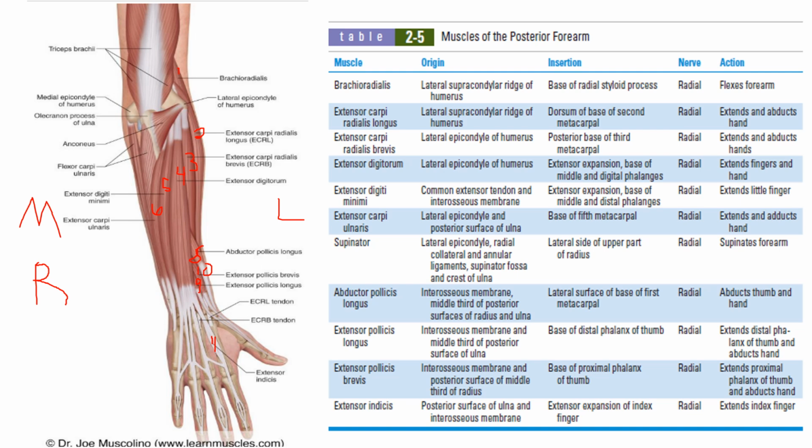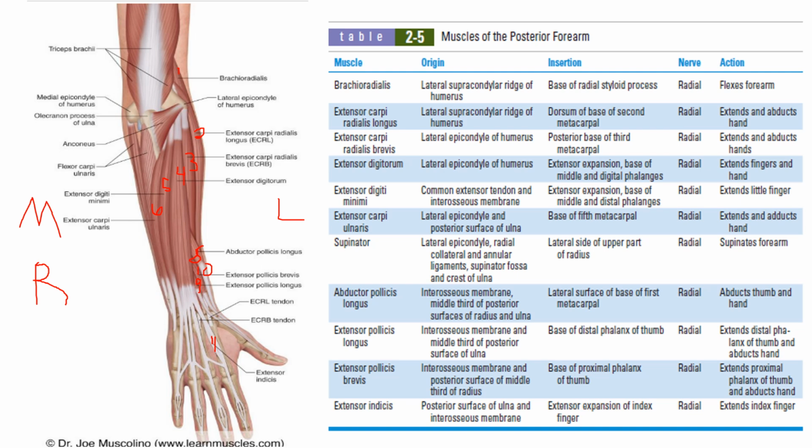Moving more distally, but still on the lateral side, is the extensor carpi radialis longus. It has its origin also from the lateral supracondylar ridge of the humerus, and it inserts into the dorsum of the base of the second metacarpal. Again, innervated by the radial nerve, and its function is to extend and abduct the hand.